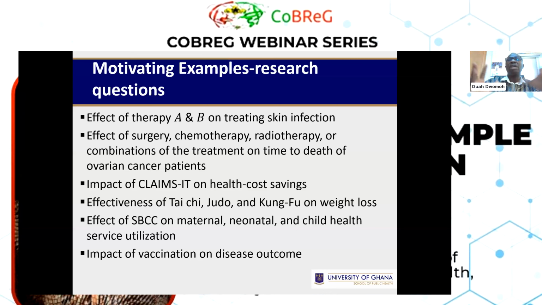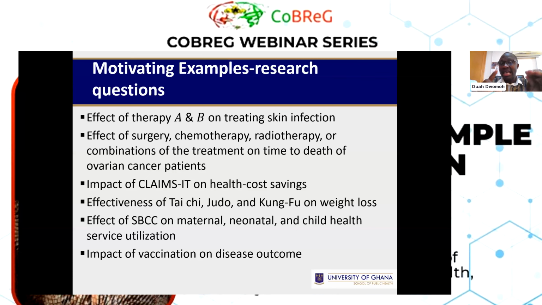Now, you can also have another typical example of an experimental study where you want to look at the impact of, say, claims IT on health cost savings. For instance, the National Health Insurance Authority decided that they want to implement an intervention. That intervention is what you call claims IT. So some health facilities will be given that intervention, which is the claims IT, so they will use a digital format to submit their claims. And other health facilities will not get that. And they want to see how the implementation of the claims IT is going to help reduce cost.